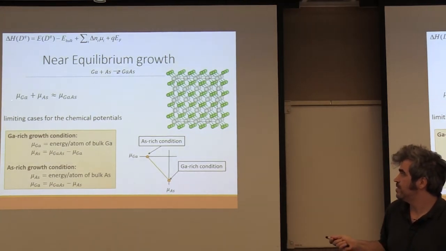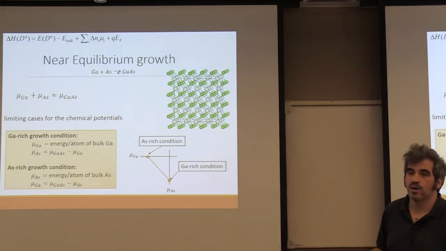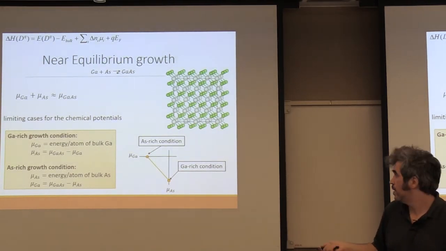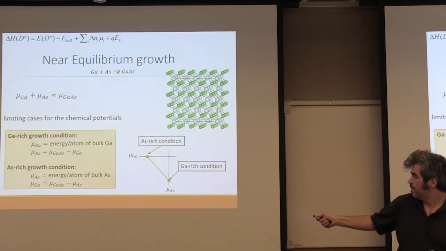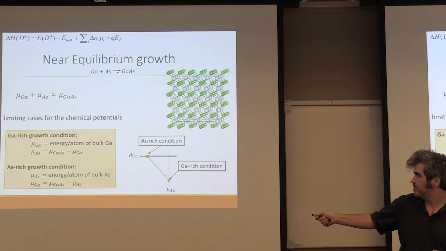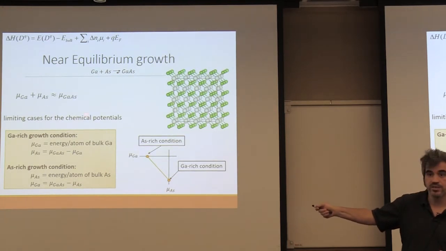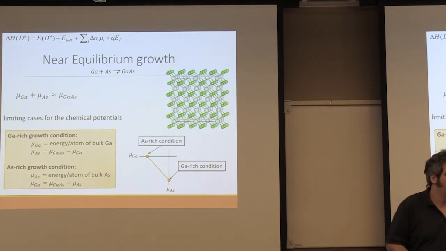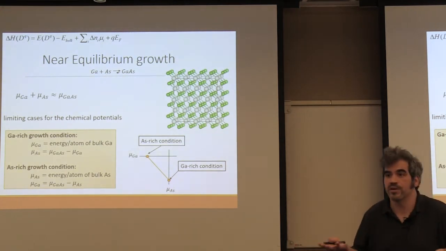Now, these two can change. And what I mean is you can satisfy this equation anywhere along a line. So here, imagine we have an axis. This is the chemical potential of gallium. This is the chemical potential of arsenic. Anywhere along that line, this equation is true. So those are all growth conditions where you're near equilibrium growth.